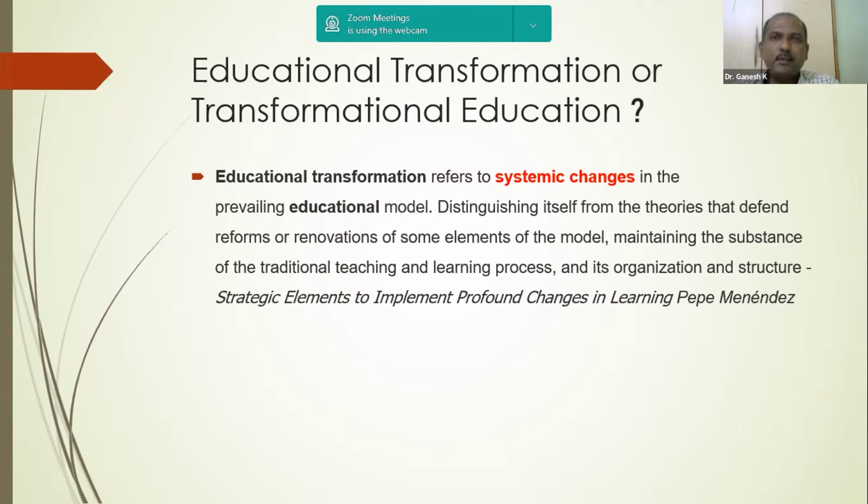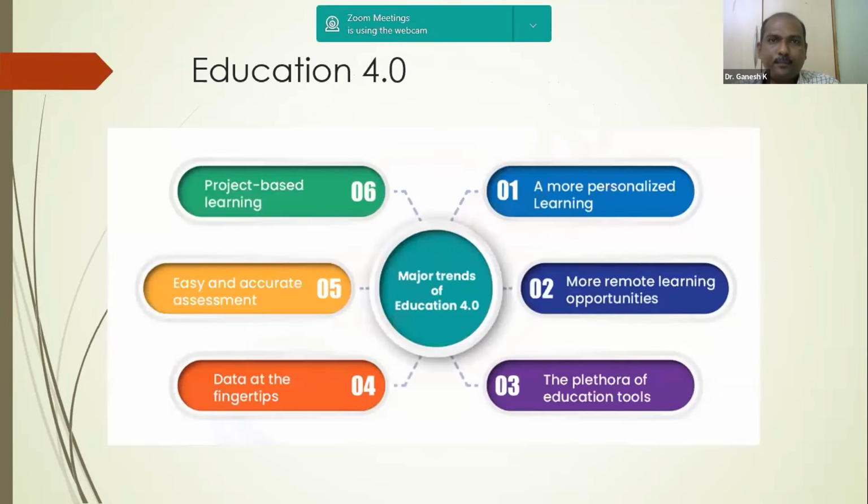So there are two things that we have to deal with. One is educational transformation, which deals with the systemic changes in the prevailing system. Another one is transformational education, which is the transformation of the whole scenario. So there has to be a paradigm shift.